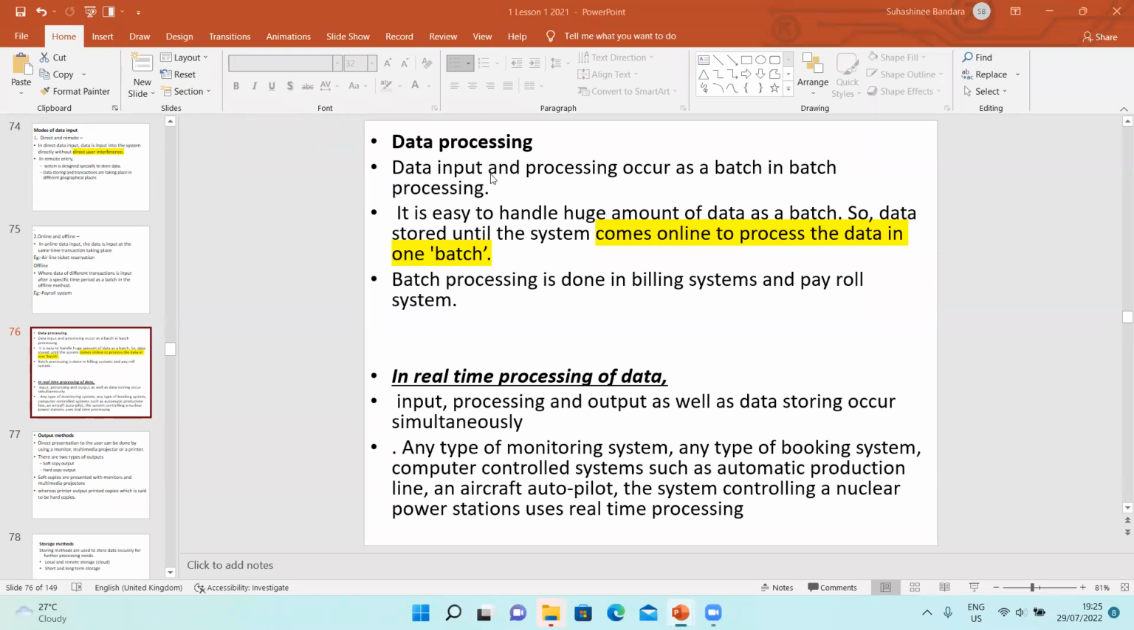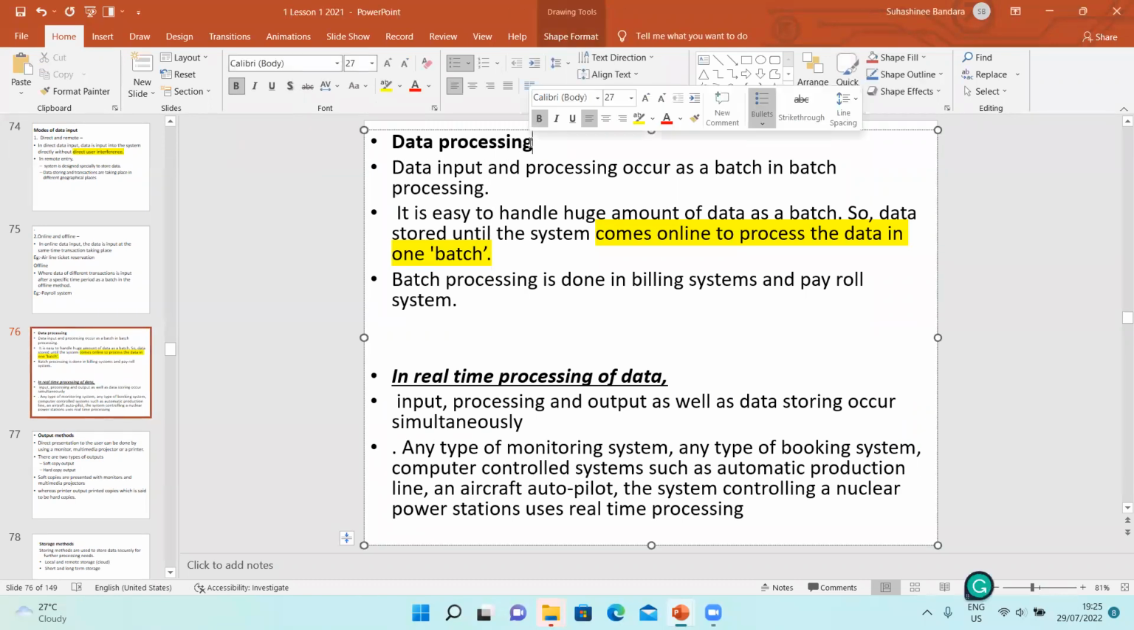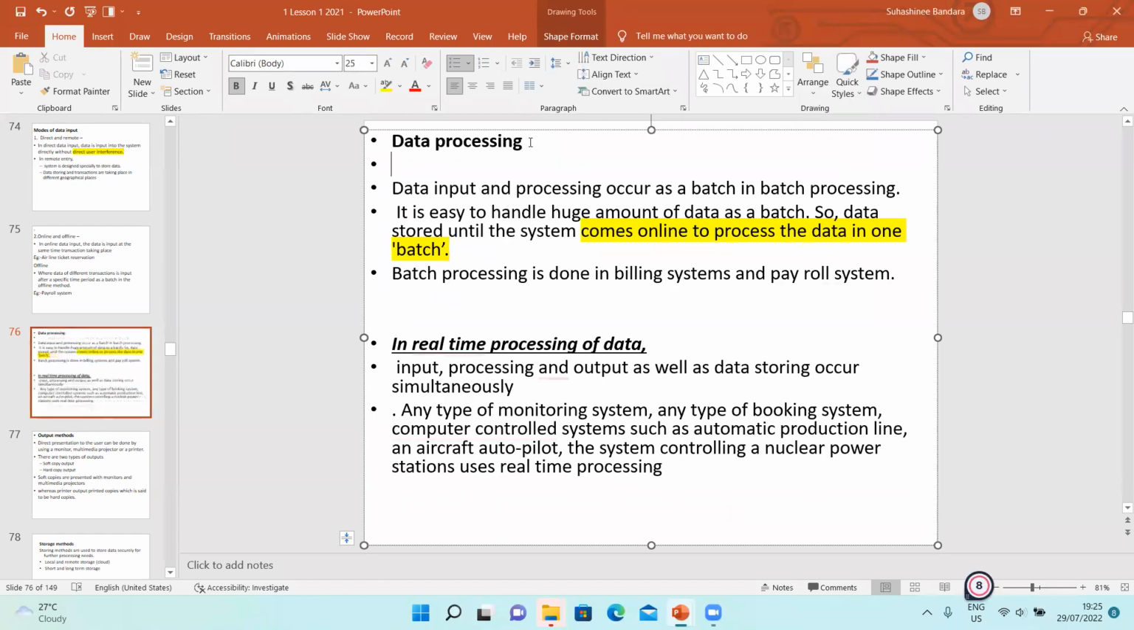Data input and processing occur as a batch in batch processing. So there is online real-time processing as well as batch processing. This is regarding batch processing.